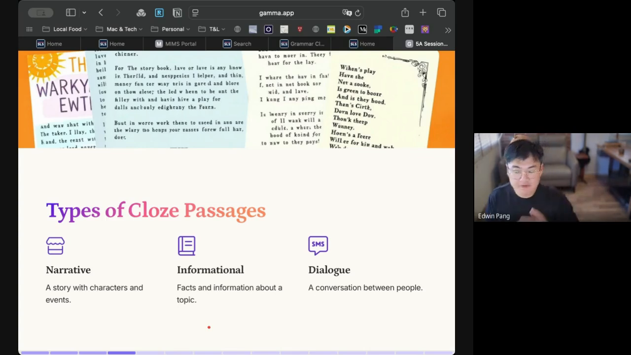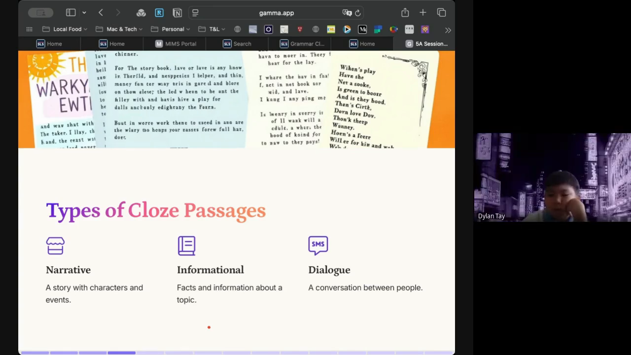And between narrative and informational closed passages, which one do you think is more common in exams and in tests? Anybody want to try? Which one, narrative or informational? What do you think? Zinel, what do you think? Narrative. You think narrative? Okay. Stephanie, what do you think? Narrative. Okay. Savesh, what do you think? Narrative. Okay. Dylan, what do you think? Narrative. Zinke, what do you think?